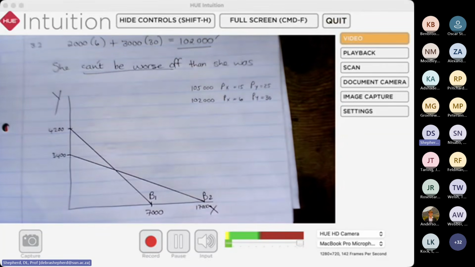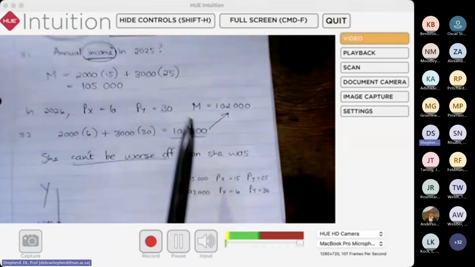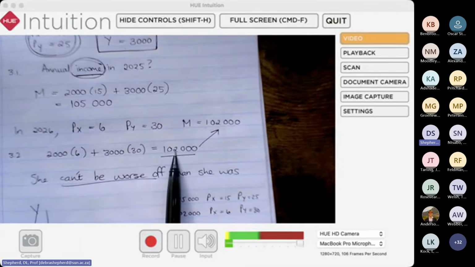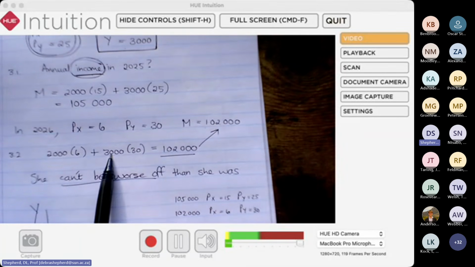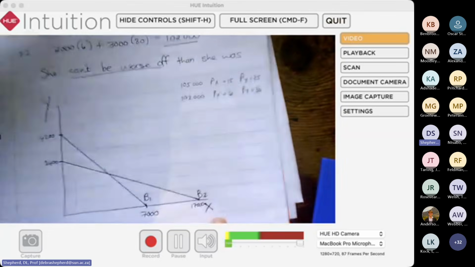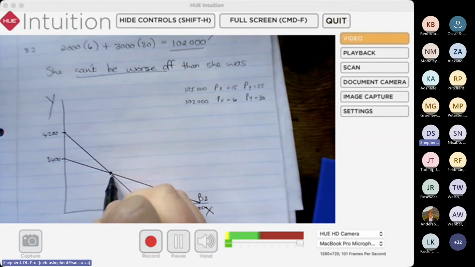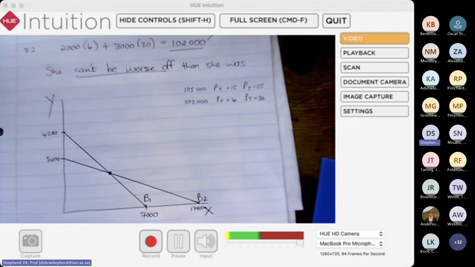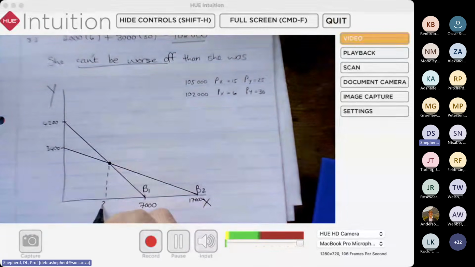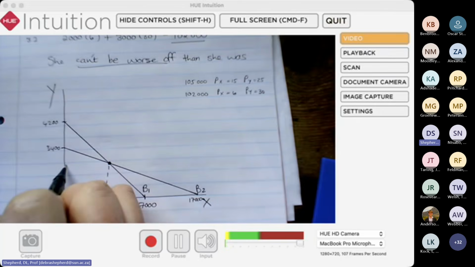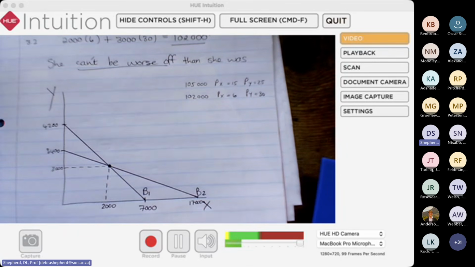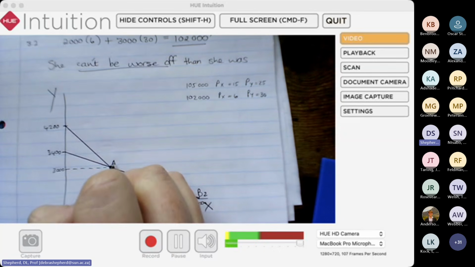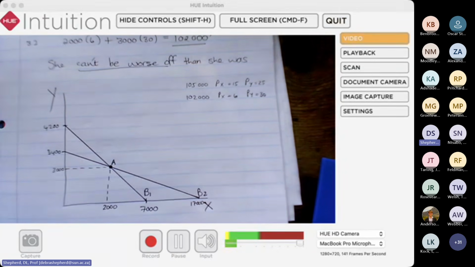What we already showed is that she had exactly the right amount of income in 2026 to consume 2,000 X and 3,000 Y, which means that the only point on these 2 budget constraints that is shared is that bundle, 2,000, 3,000. Okay, we've already proven that 2,000, 3,000 lies on both B1 and B2. So this is her best affordable bundle in 2025.